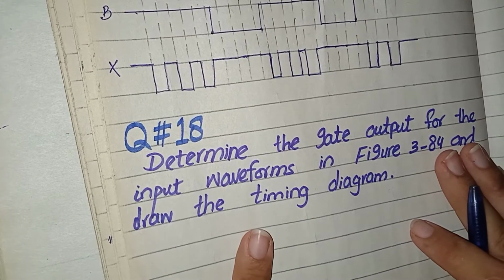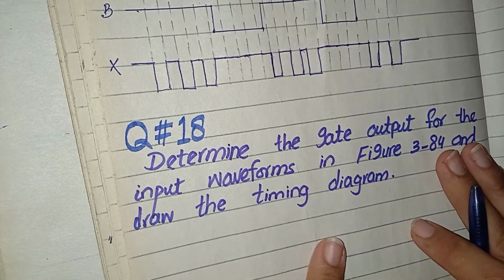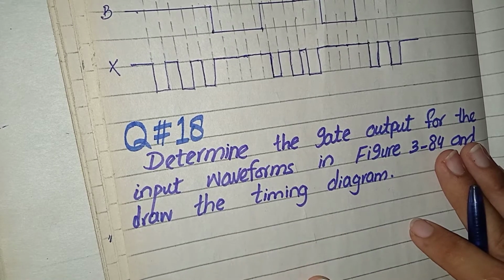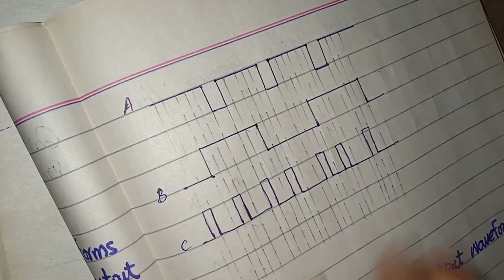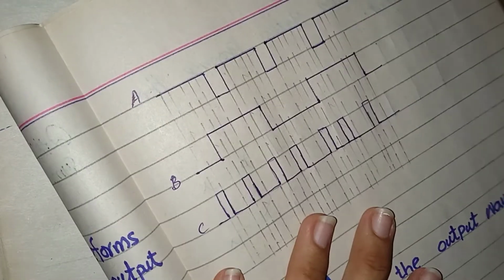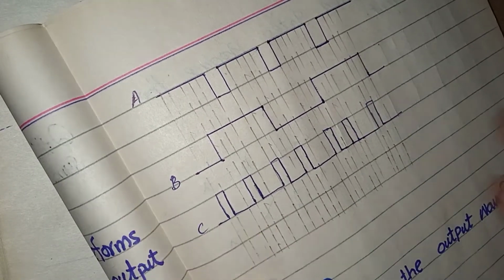Now let's move towards question number 18. Question number 18 is also about getting an output waveform from a NAND gate by using these 3 inputs. We know that the NAND gate is just the opposite of the AND gate. So let's start.